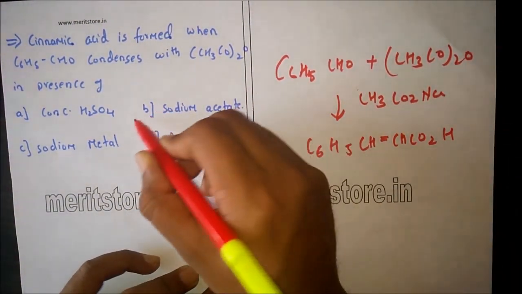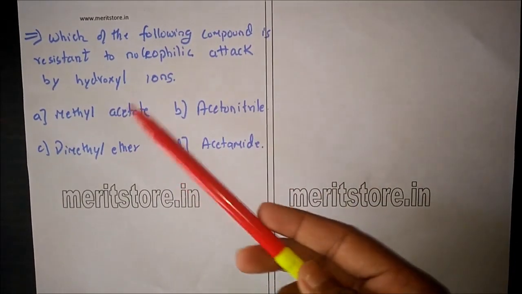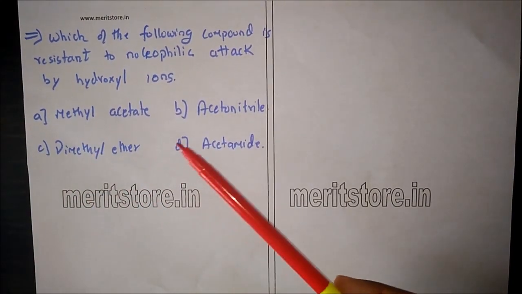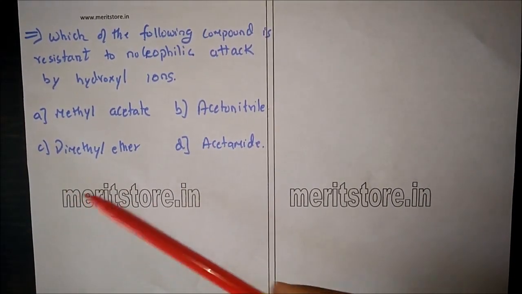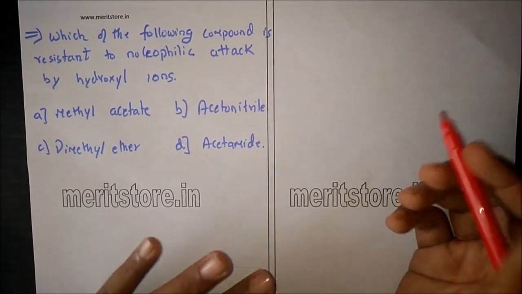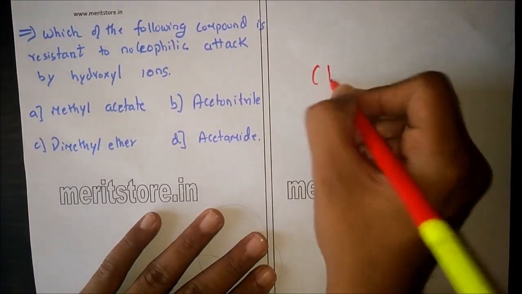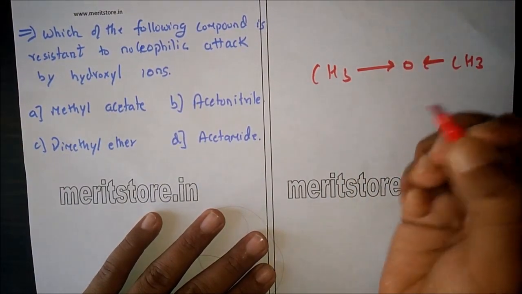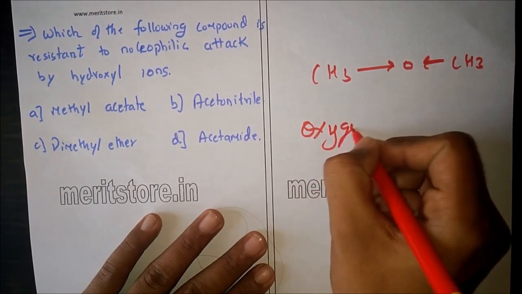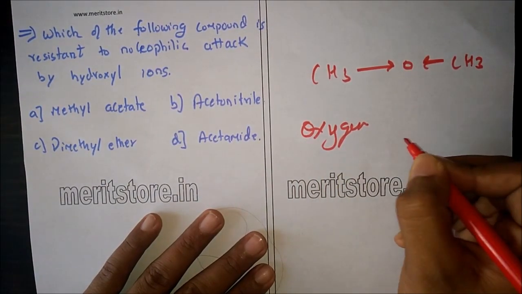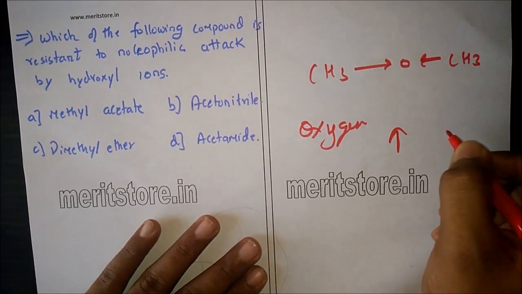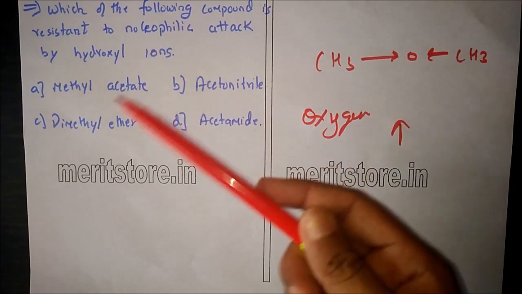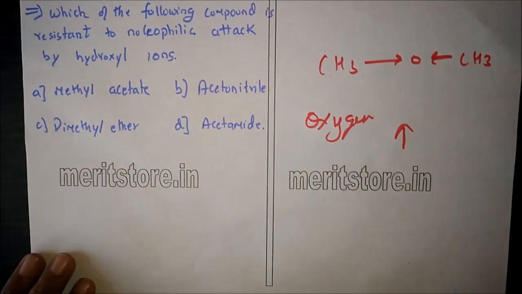Which of the following compounds is resistant to nucleophilic attack by hydroxyl ions? Either A. methyl acetate, B. acetonitrile, C. dimethyl ether, or D. acetamide. Now if we look at option C, dimethyl ether, given by CH3OCH3, here the electron density of oxygen is highly increased, therefore resistance to nucleophilic attack is also increased. Therefore, here the correct answer will be option C.